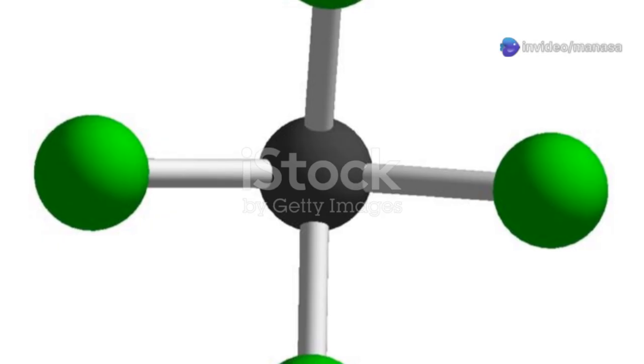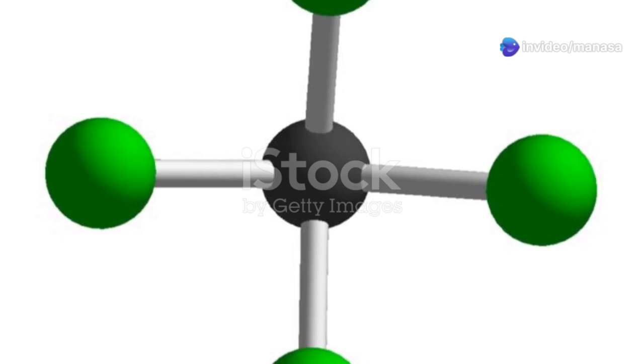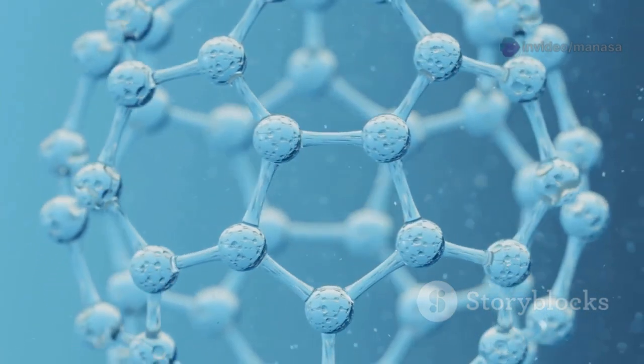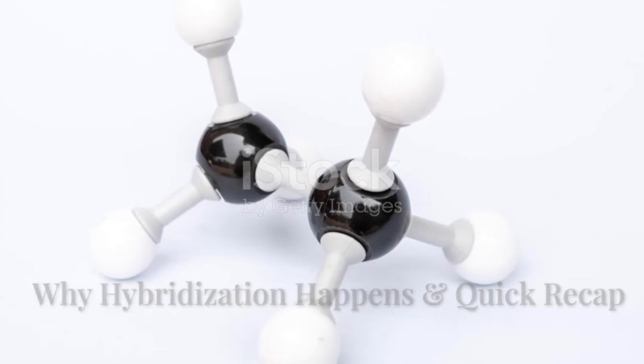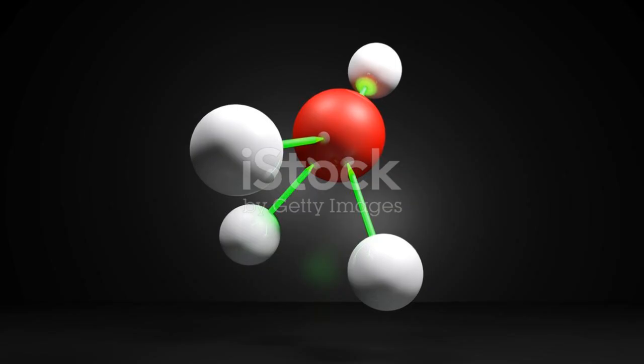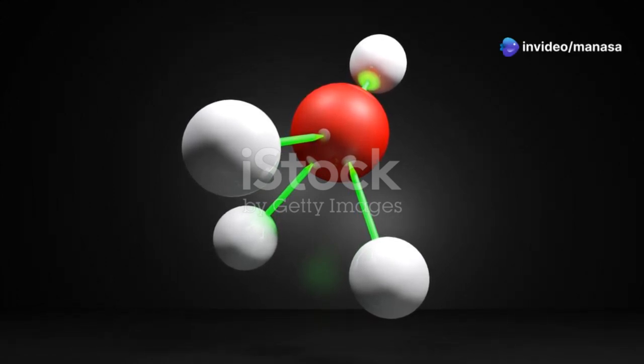And finally, sp3 hybridization: 1 s and 3 p orbitals combine to give 4 sp3 hybrid orbitals. This arrangement forms a tetrahedral shape, with a bond angle of about 109.5 degrees. Methane is the go-to example here. Without hybridization, carbon would only make 2 bonds. But thanks to sp3 hybridization, carbon actually forms 4 identical bonds in methane, which perfectly explains the tetrahedral shape.